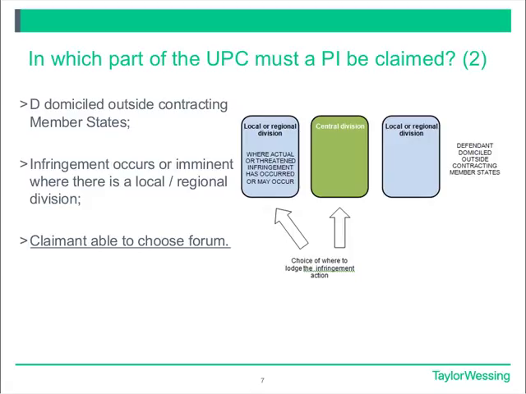There's another scenario where the claimant also has a choice. That's where the defendant's actually domiciled outside one of the contracting member states. So this time on the right-hand side, I've got the defendant outside the blue box. But still, if the infringement has happened where there's a local or regional division, the claimant can go there. But because the defendant is domiciled outside the EU, they've also got the choice of going this time to the central division, the green box in the middle. But the point is that the claimant still has something of a choice if its interest is in forum shopping.